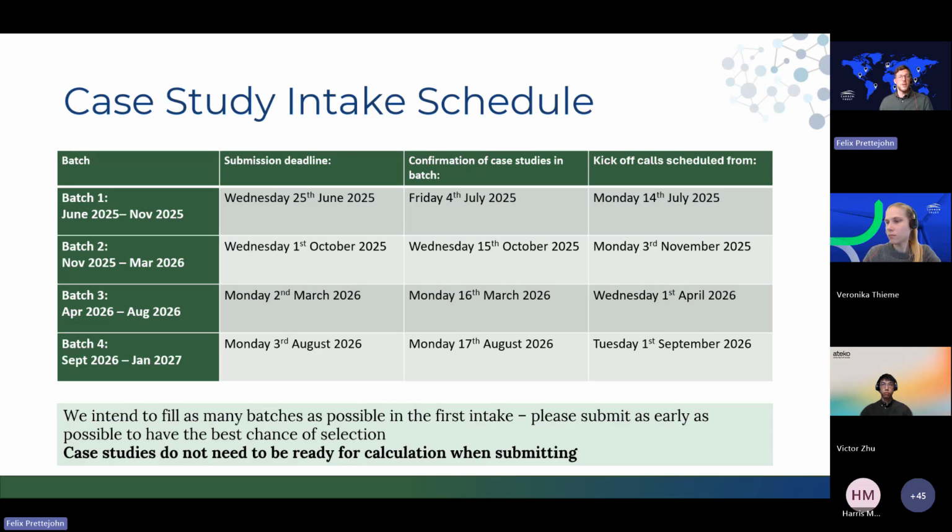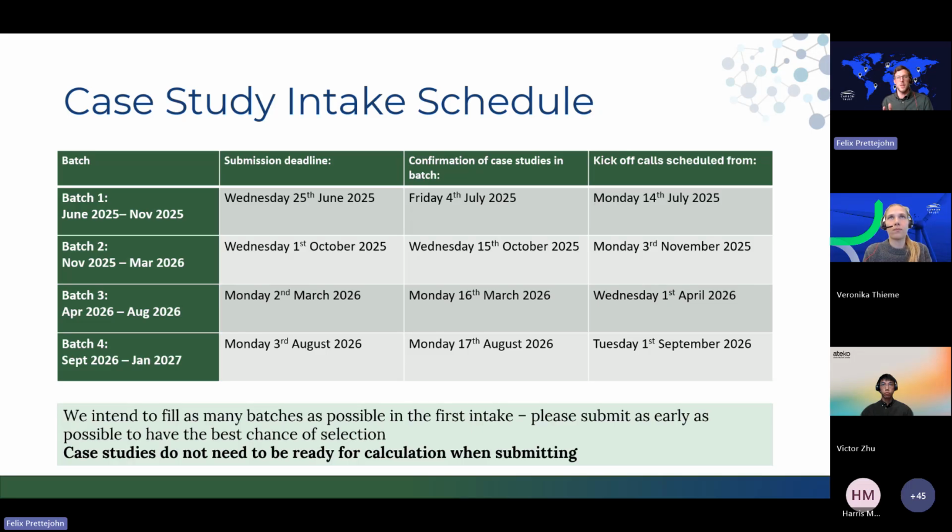The first batch is starting very soon. As you saw, it starts from July to November. So we are asking for the batch 1 submission, and as many others as possible, for Wednesday, the 25th of June. We'll then confirm by Friday, the 4th of July, which case studies will be included in batch 1. And then we'll have the kickoff calls with those who've been selected starting from Monday, the 14th.